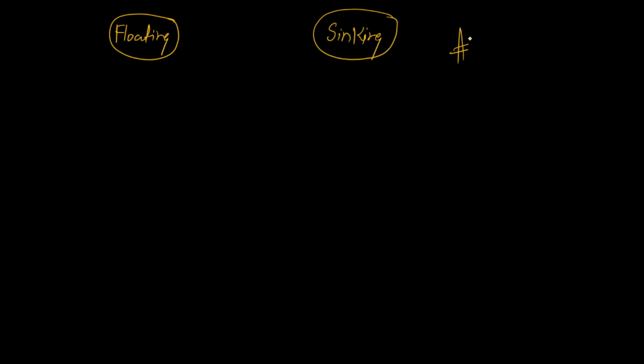For example, suppose one substance is given to you as S1 and another as S2. For S1 the density is more than S2, so S2's density is less. Right now we are hypothetically trying to understand, between two substances S1 and S2, if the density varies, which one is going to float and which one is going to sink. That we need to understand.